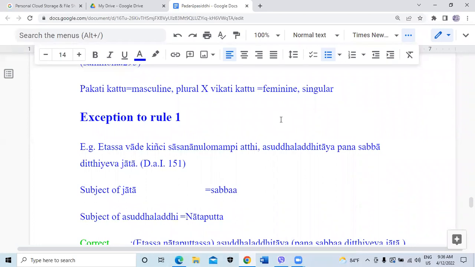So here, in the first sentence, it says "a wadi kinchi sadhana nuloma biati". Because of his wrong view, all his teachings are considered wrong views. I'm not so satisfied with this idea.